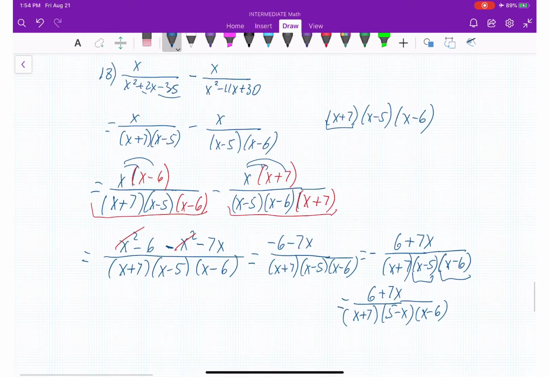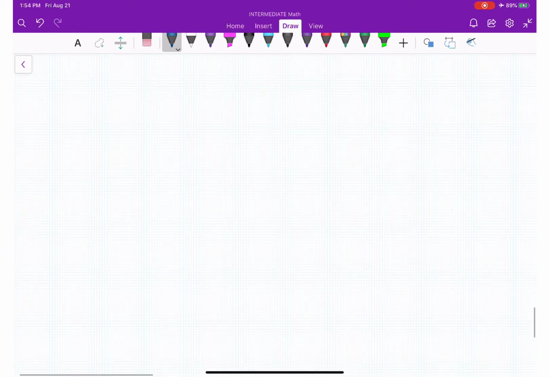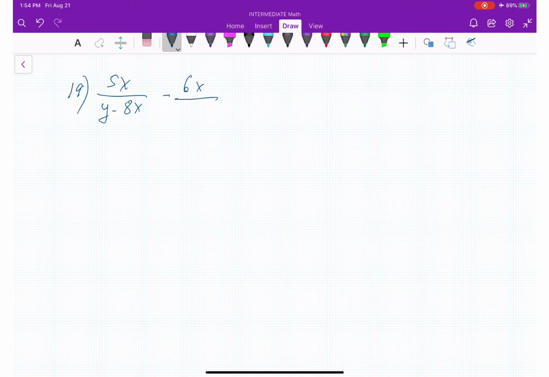That was question number 18. Let's solve question number 19 also. Five x over y minus 8x minus 6x over 8x minus y.